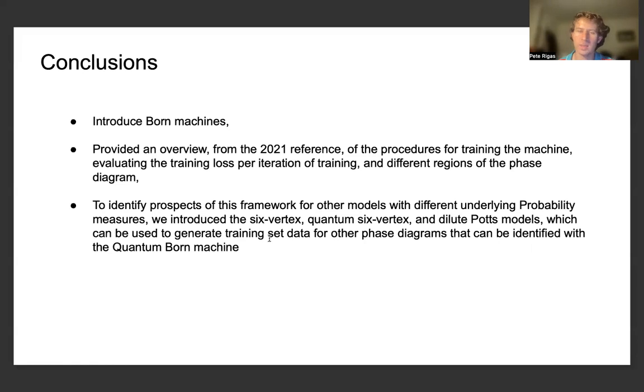And there are many other types of models of interest, including the quantum Ashkin-Teller model or other types of quantum systems, that could further be analyzed with this Born machine framework.